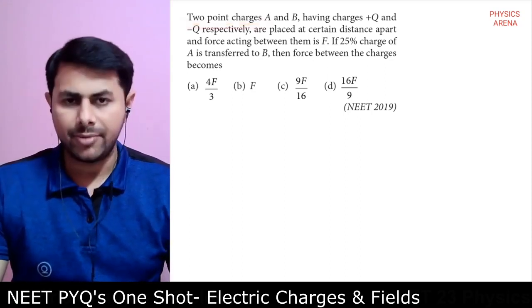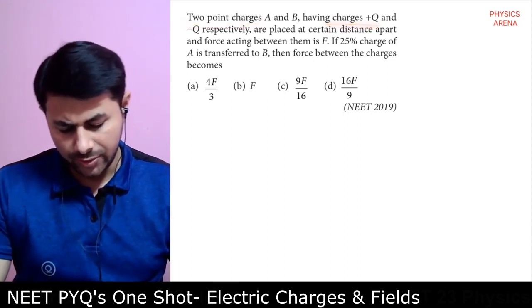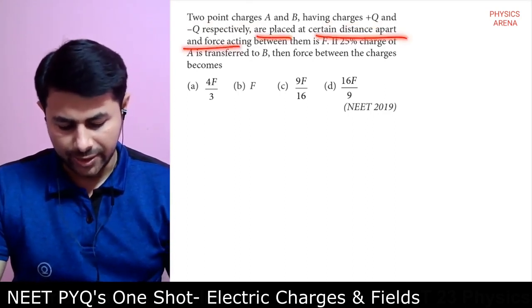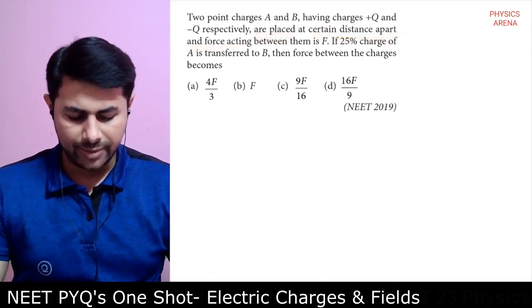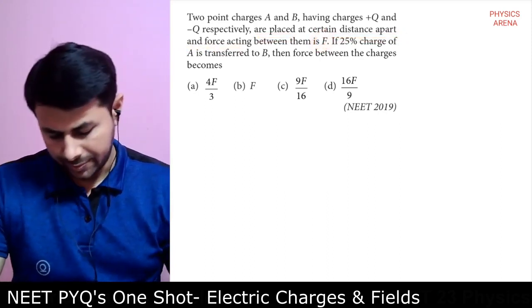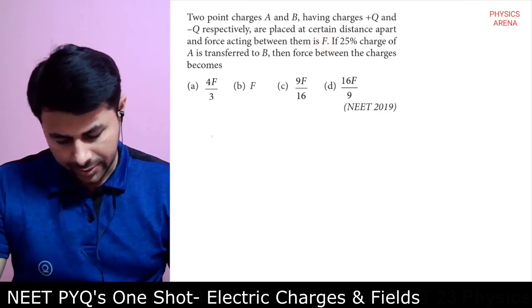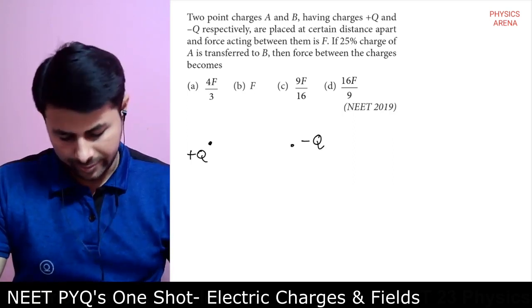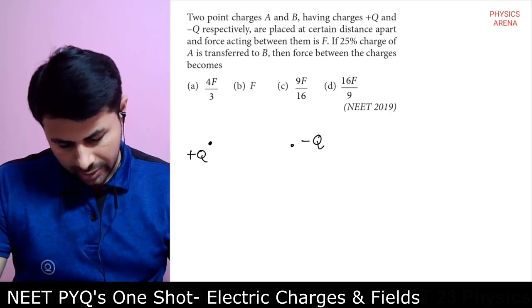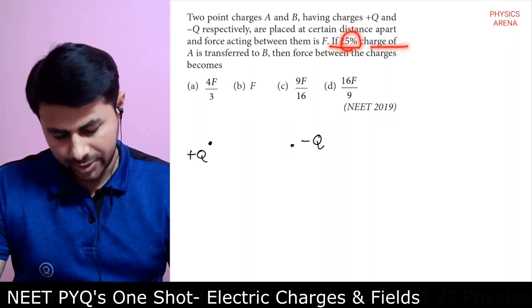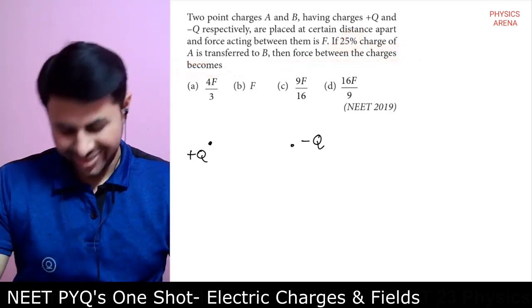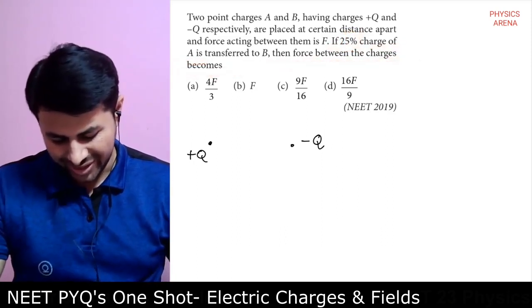Two point charges A and B, having charges plus q and minus q respectively, are placed at a certain distance apart and the force acting between them is F. Now if 25% charge of A is transferred to B, then the force between the charges becomes what? This is the question.